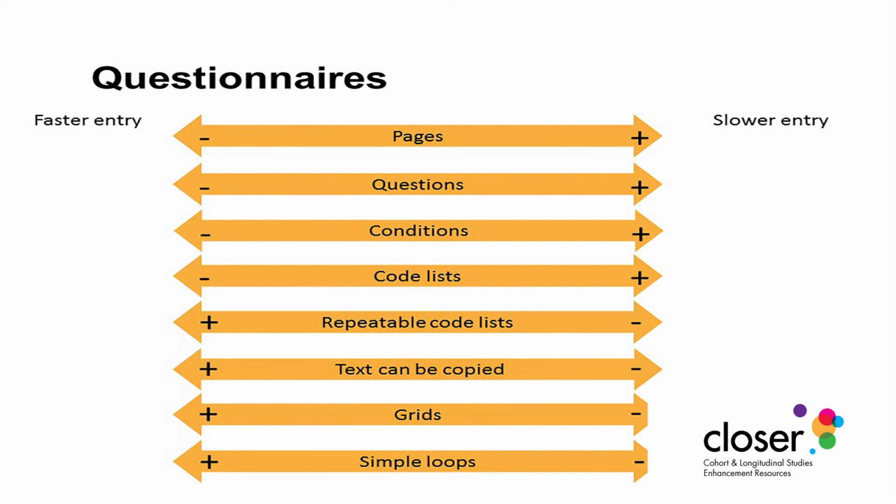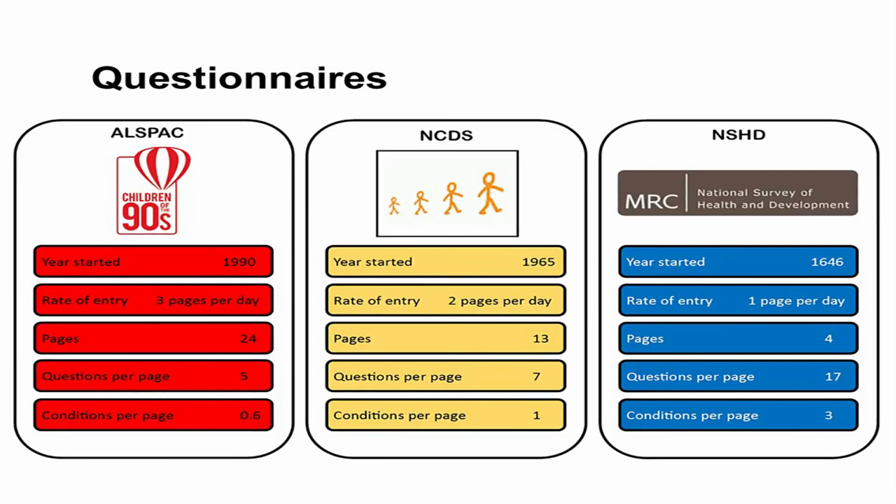So if we look at how we would do this, we could say that the more pages, questions, conditions and code lists you have, the slower it's going to take you to enter. If you have more repeatable code lists, more text that can be copied and pasted, so a lot of the questionnaires are so old that we're having to type these in by hand. If you have more grids and more simple loops, that will speed it up as well.